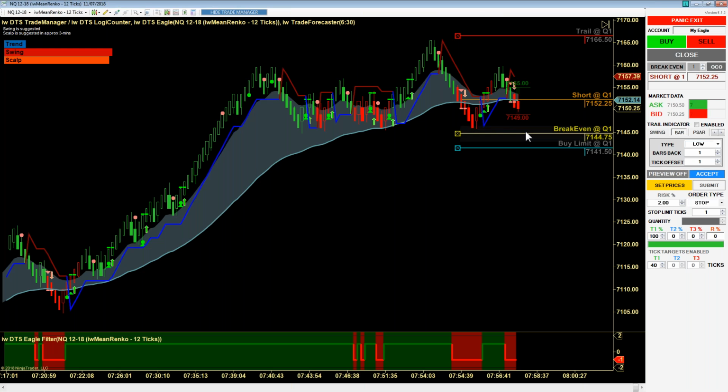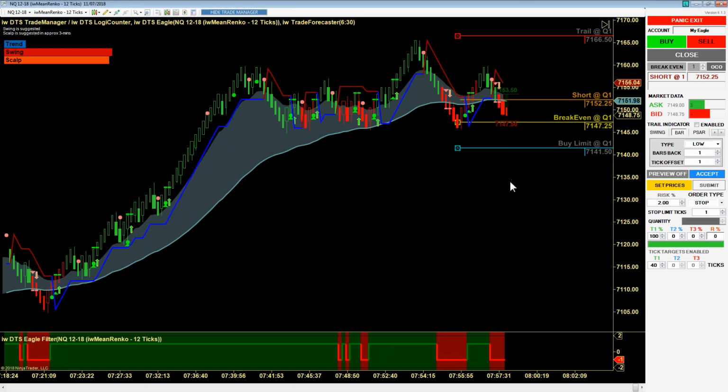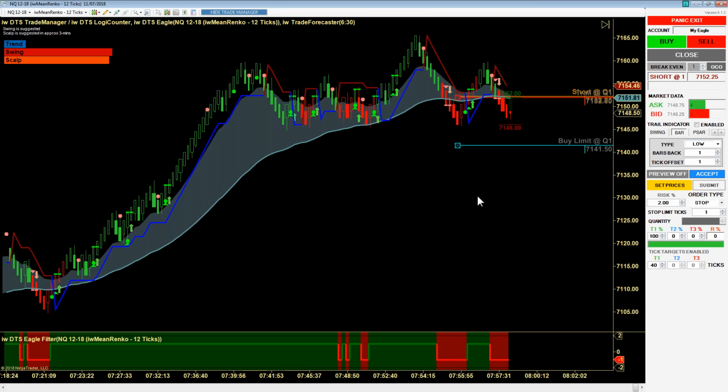And what I'll do is I'm going to bring my break even up here a little bit, about halfways. Just given the size of the Eagle bars, I don't want to leave too much on the table here. And I think we were about halfways to the profit target. There was about $100 in open profit there if you wanted to tag out early.